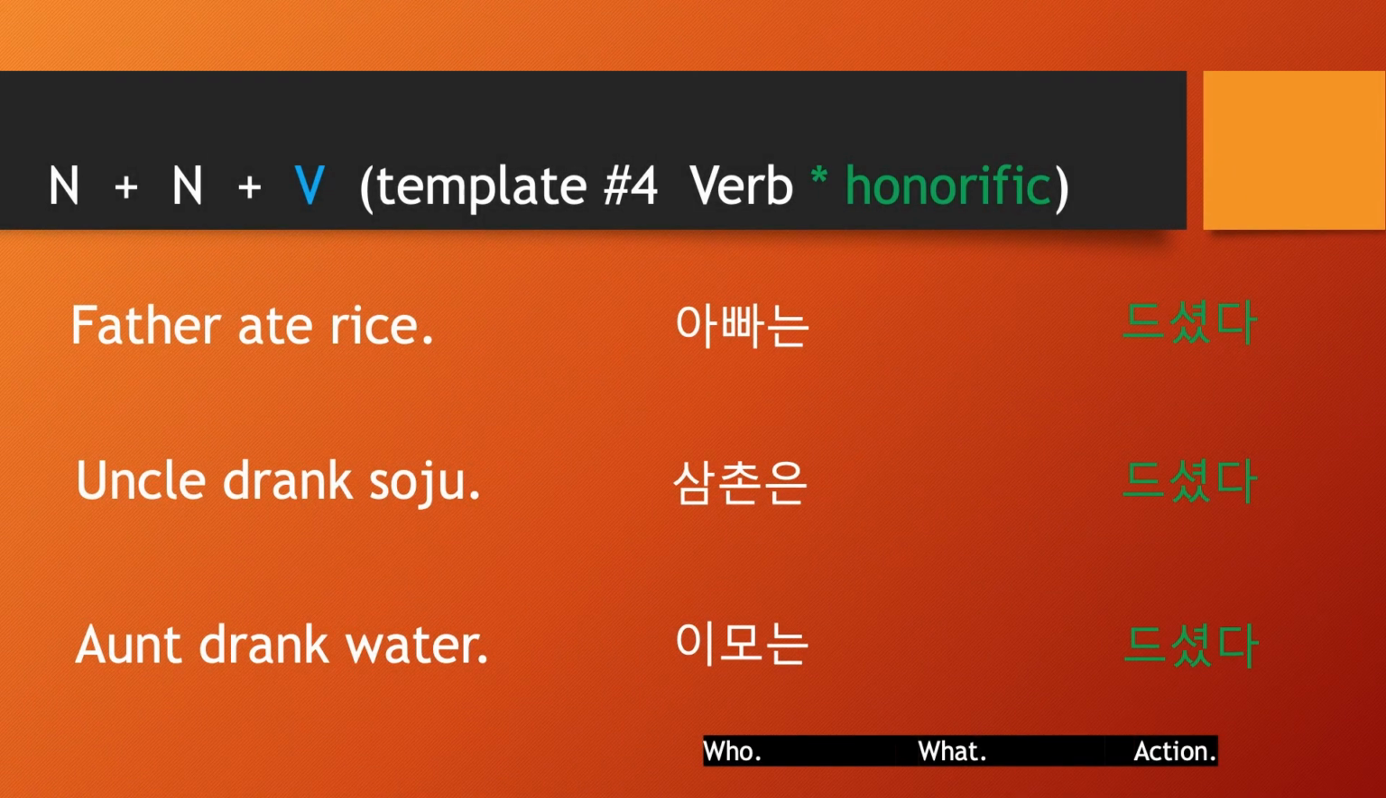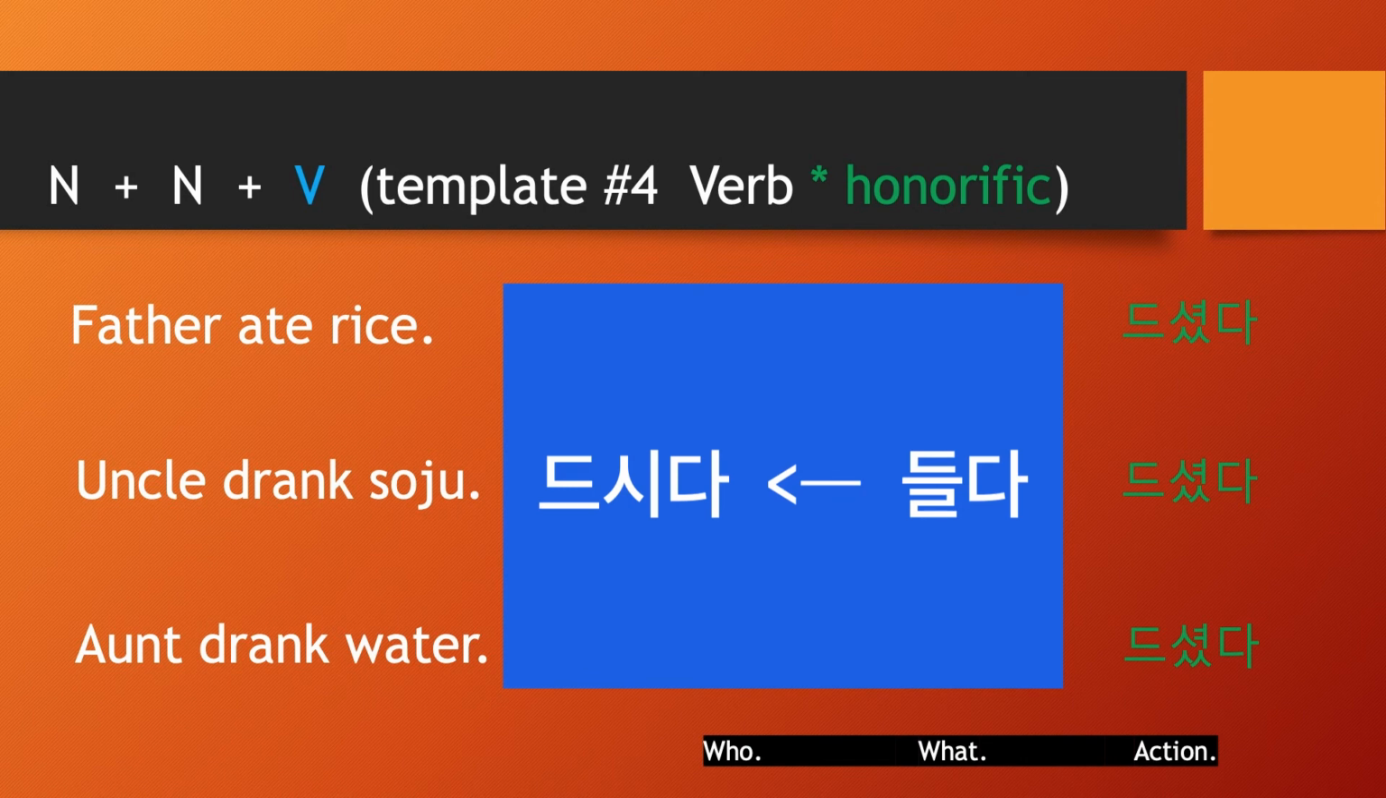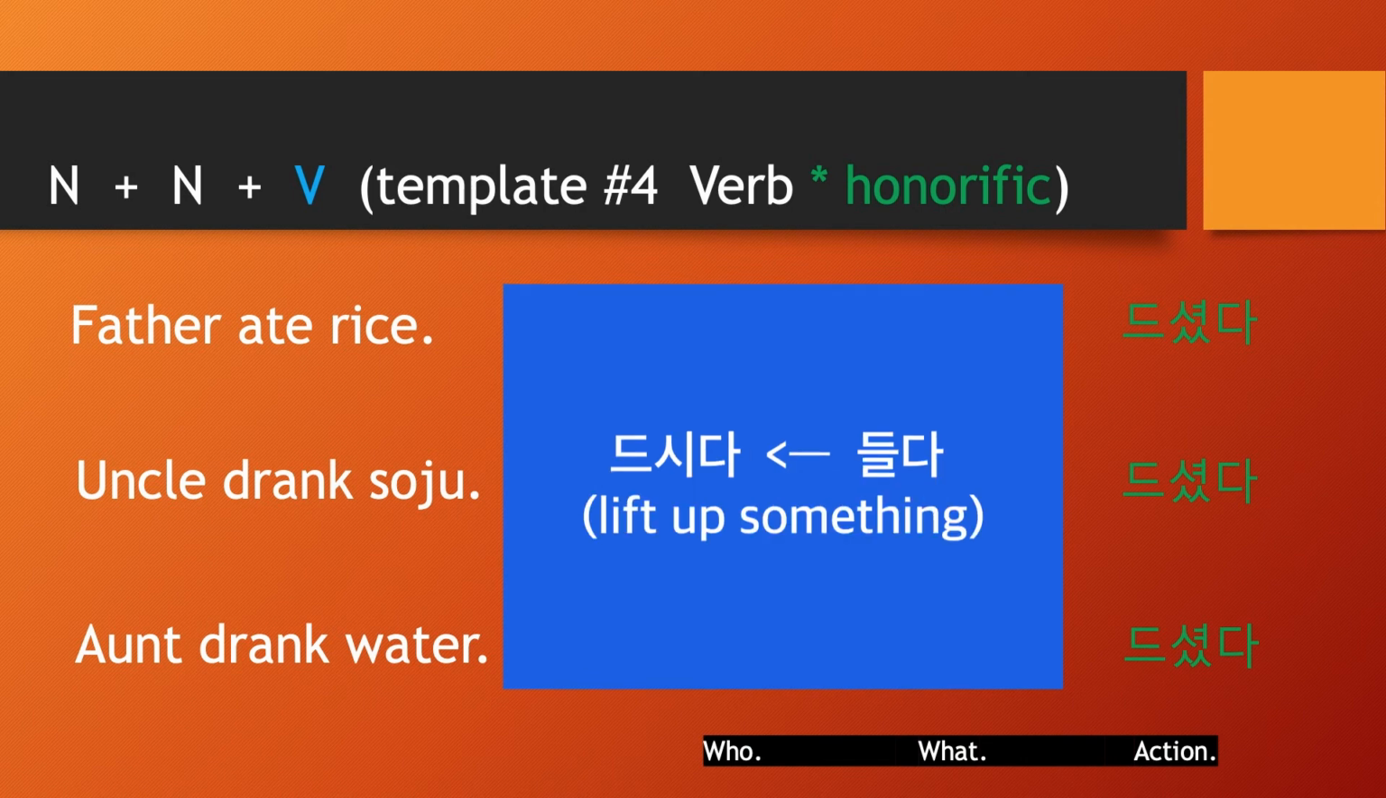Let's try another set with 드셨다. Father ate rice, cooked rice or steamed rice, which is 밥. 아빠는 밥을 드셨다. Uncle drank 소주. 삼촌은 소주를 드셨다. Aunt drank water. 이모는 물을 드셨다.